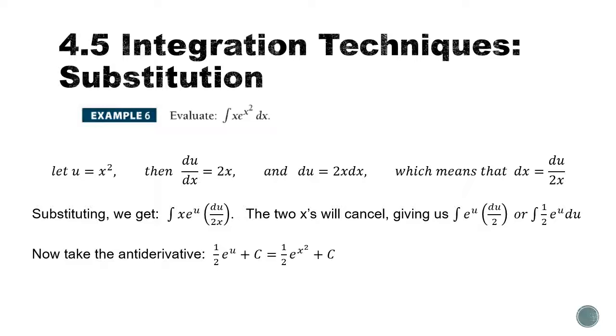So if u is x squared, du/dx is 2x, which means du is 2x dx, which means dx is du over 2x. So we have x times e to the u times du over 2x. Now the x's will cancel, leaves the 2 on the bottom, so that's kind of like multiplying everything by 1/2. So we have 1/2 e to the u du, which is 1/2 e to the u plus c, or 1/2 e to the x squared plus c.